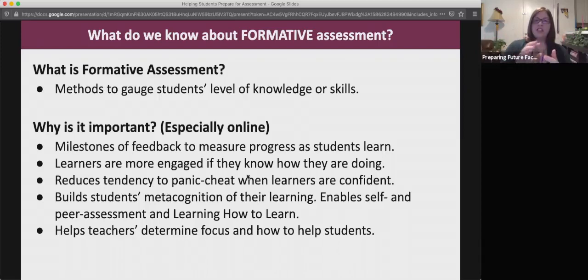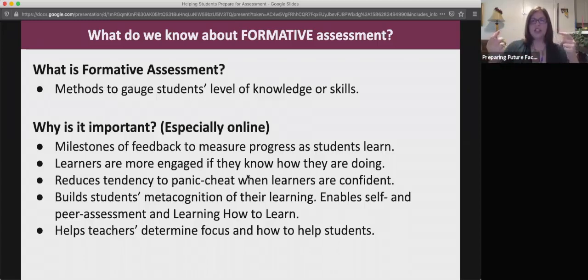And also, when we do these formative check-ins, we reduce the tendency of students to want to panic cheat, because the way we want to do formative assessment is to build confidence, is to build skill through constructive feedback that is actionable and allows learners to develop their abilities and skills. This also gives students a better realization of how they learn. And it also, as Jonathan said, it helps us make adjustments.